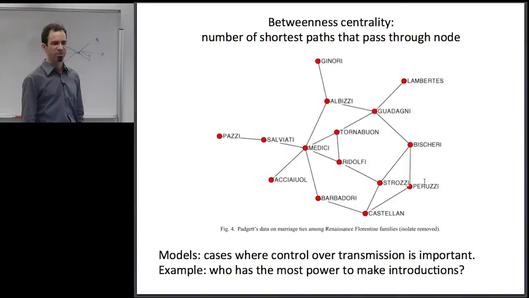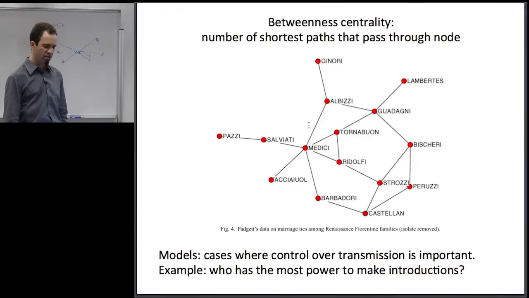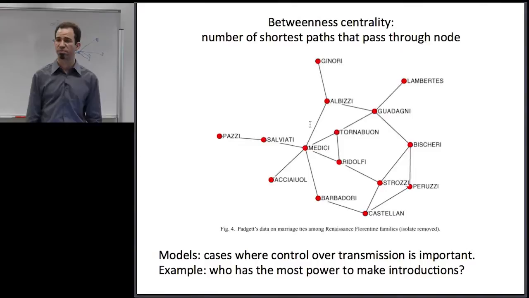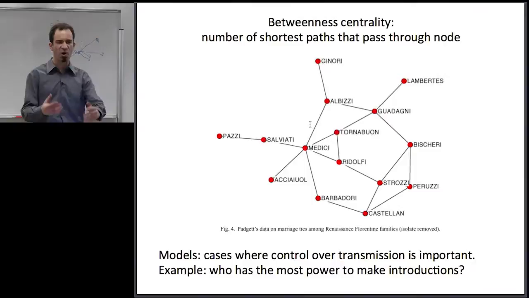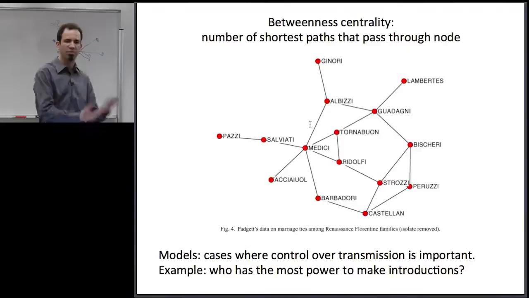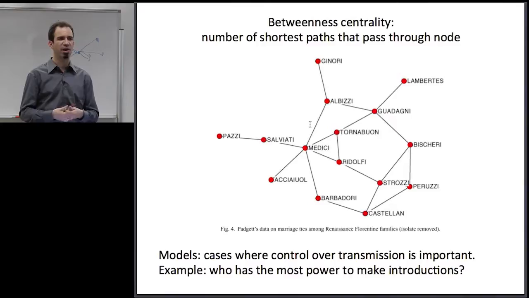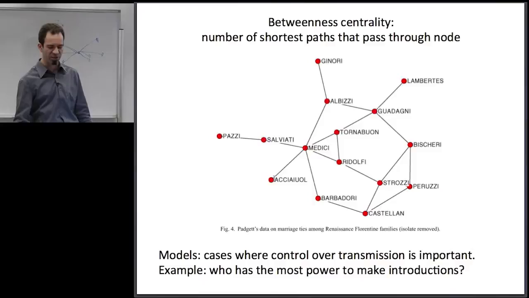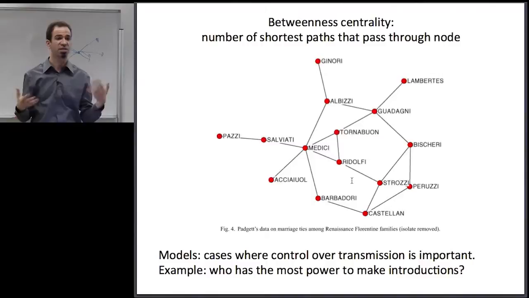But this doesn't work in all cases as well. So what would be a case where a person who isn't on many of the communication paths is still really influential? Right? So this is modeling information going through me, or introductions going via me, or transactions going through me. If I make my living processing payments, I want to be on as many of those chains as possible, right? If these are supply chains, I want to be on as many people's supply chains as possible if I'm a shipping company, because then I have a lot of power.